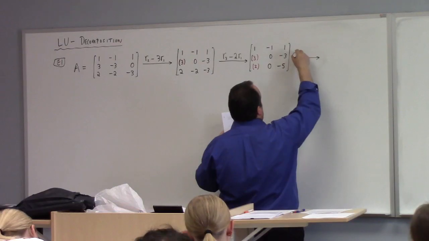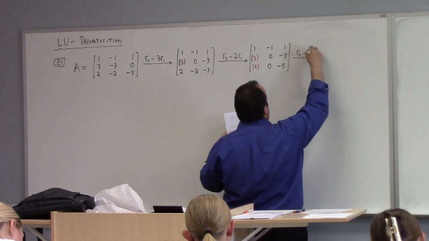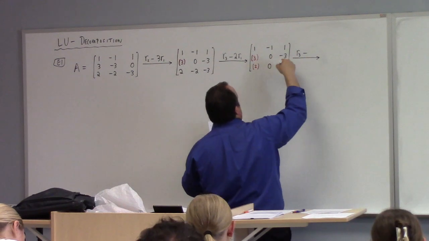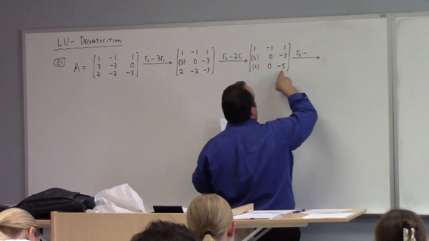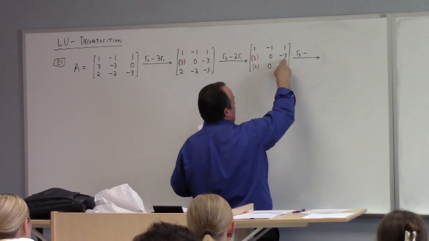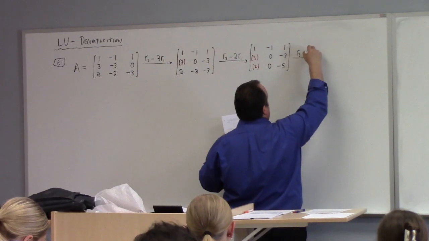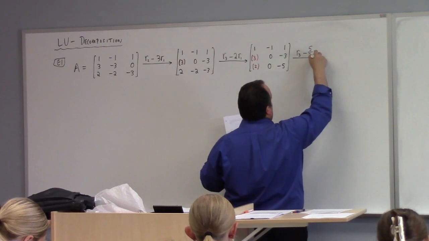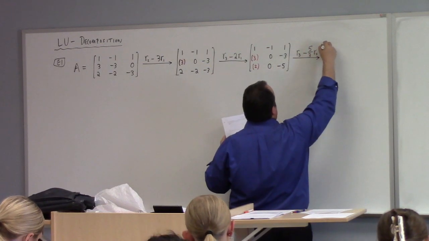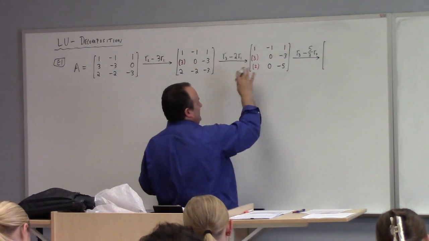Let's see here, so row 3 minus 5/3. Oh, I see. I've got to get rid of this. I'm sorry, I'm an idiot. The next pivot is this 3, right? So I've got to clear out below it. So it's row 3 minus 5/3 row 2, all right? Now, if I hadn't been writing the red stuff, if I had just been keeping zeros, it'd probably be more obvious to me what's going on.